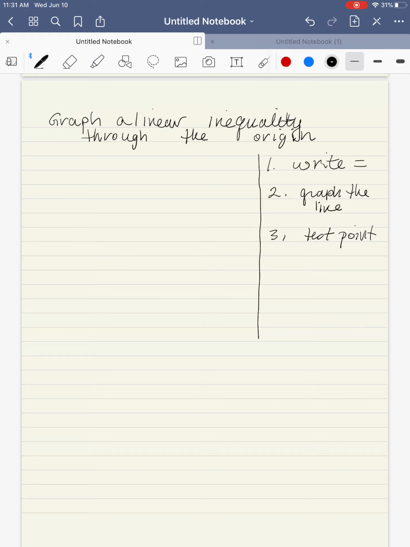And how can we do a test point? So let's say that I have the inequality 3x is less than or equal to 4y. Our first step is going to be, I know it's a linear inequality because the x and the y are both to the first power. I know it's an inequality because I have a less than or equal to.